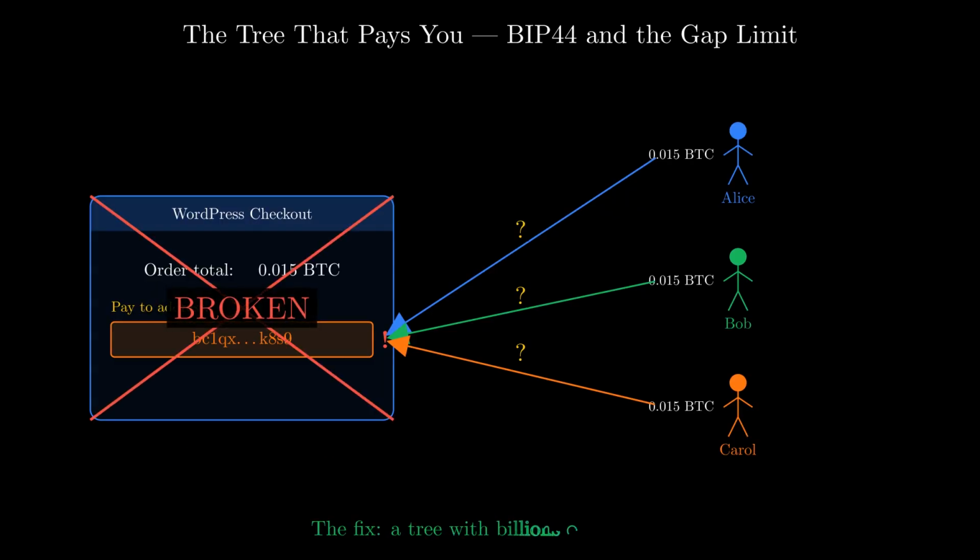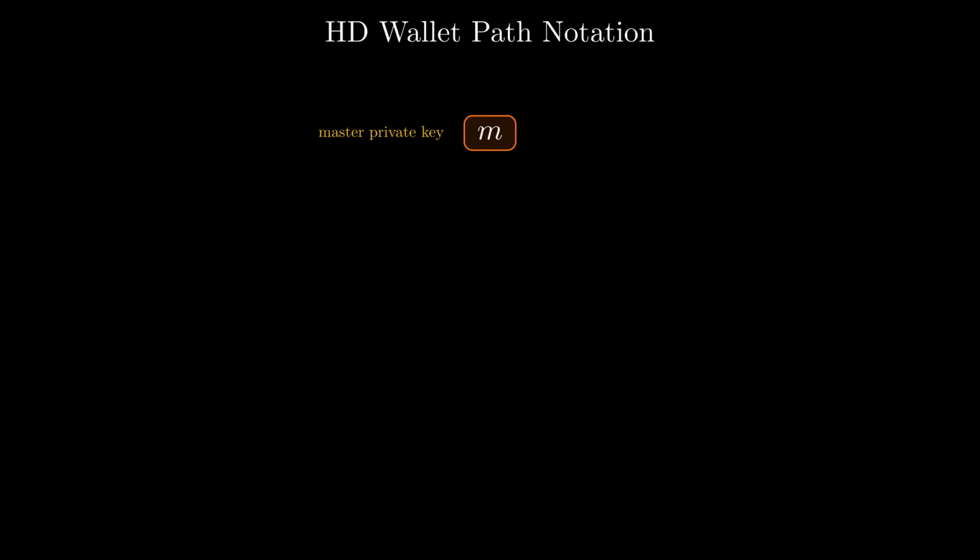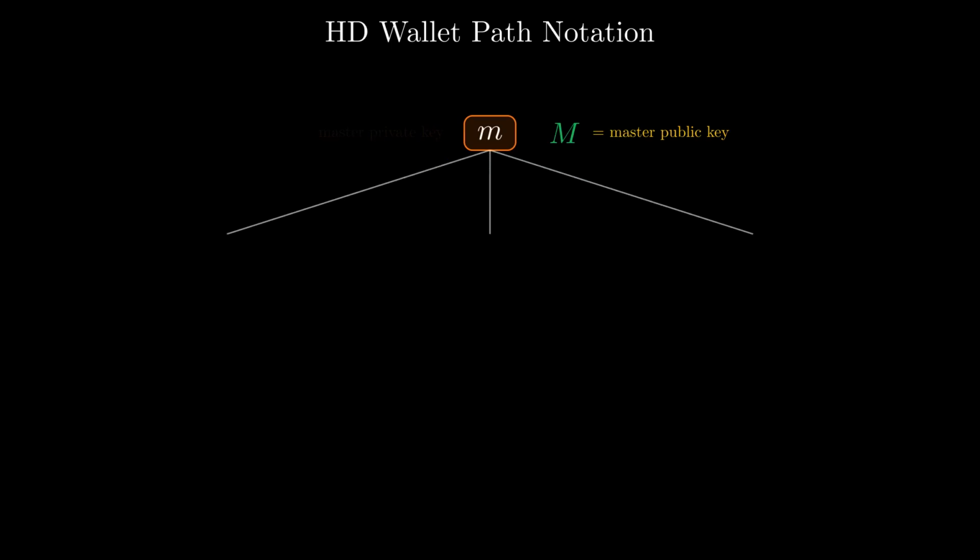The fix is a tree with billions of branches hiding a trap called the gap limit. To fix this, we need a way to name every key in an HD wallet. Lowercase m is the master private key, capital M is the master public key. Everything branches from there. M/0 is the first child.